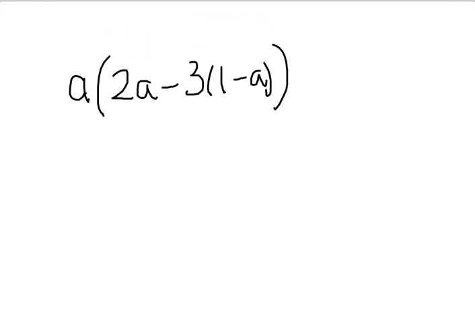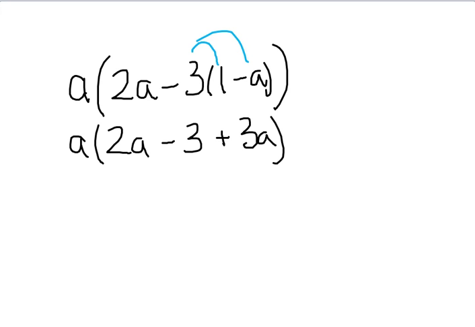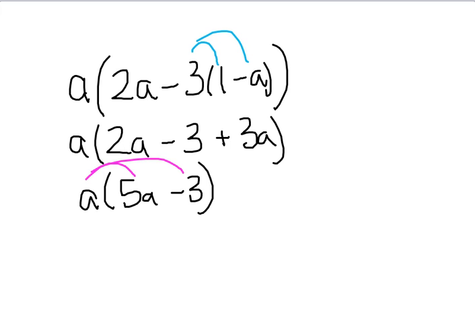So what if I have a problem like this? Well, now I have two steps. First, I need to distribute this negative 3. So I'm going to take care of that first. So now that I've done my distribution, I can combine like terms inside the parentheses, and I get a times (5a minus 3). Now I distribute my a, and I get 5a squared minus 3a.